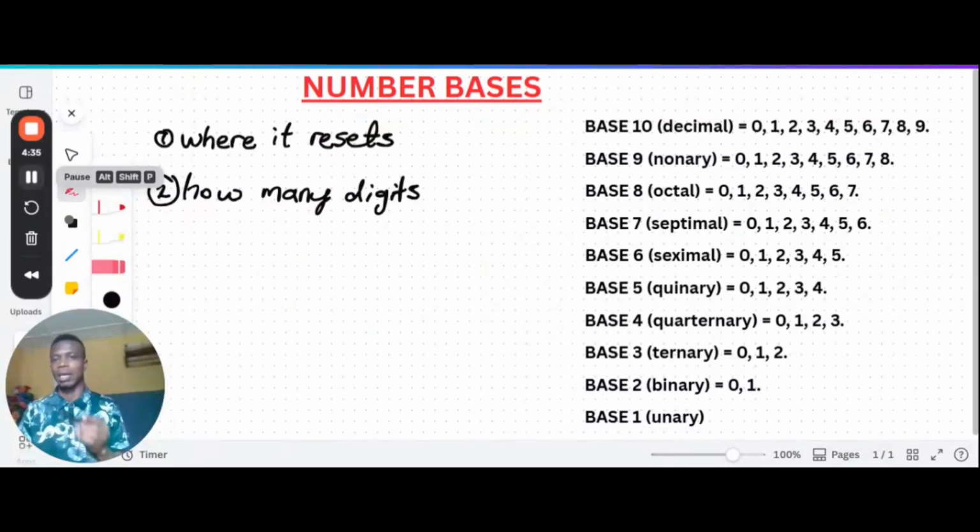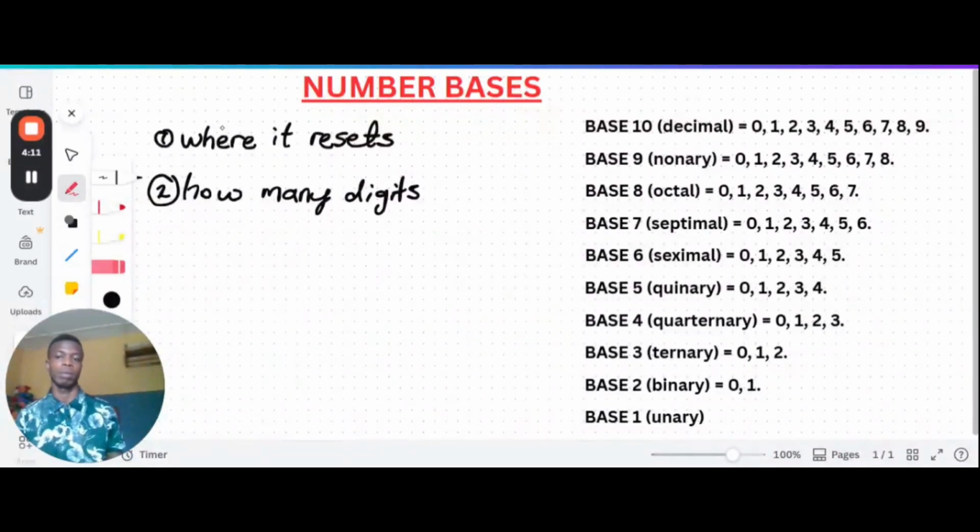Before you talk about adding, subtracting, multiplying, or dividing in number bases, you first need to understand how number bases work. Once you understand how number bases work, you would easily calculate in number bases. You would easily switch from one number base to another without needing to convert between number bases. And it will be easy for you to add, subtract, multiply, or even divide within a number base. So, as far as how number bases work is concerned, you need to know two things.